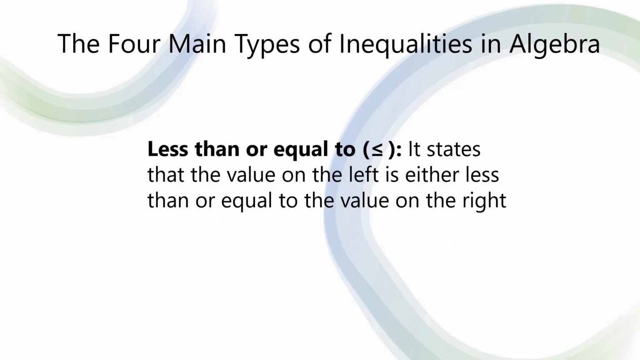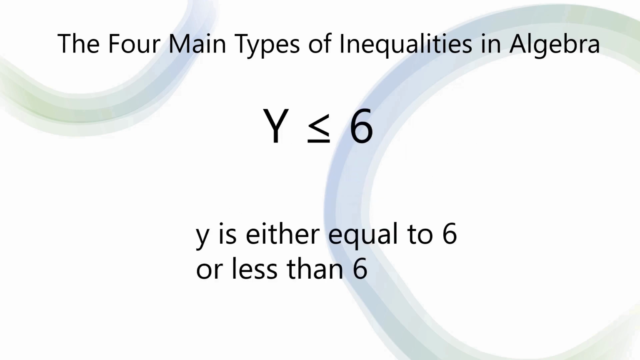4. Less than or equal to. The less than or equal to inequality, denoted by ≤, functions similarly to the less than inequality. It states that the value on the left is either less than or equal to the value on the right. If x ≤ 6, it means x can be either equal to 6 or less than 6.